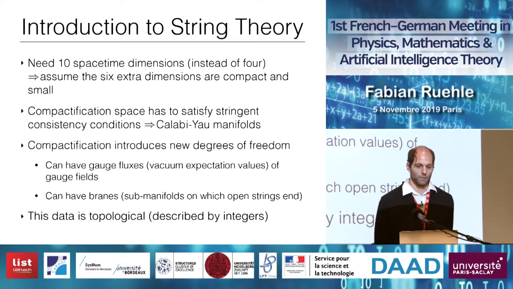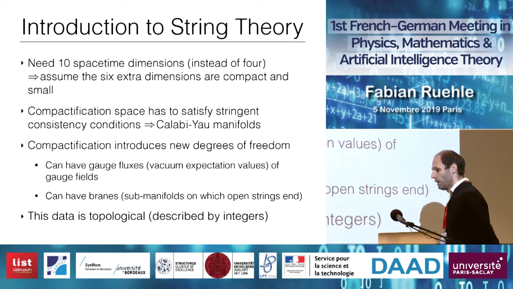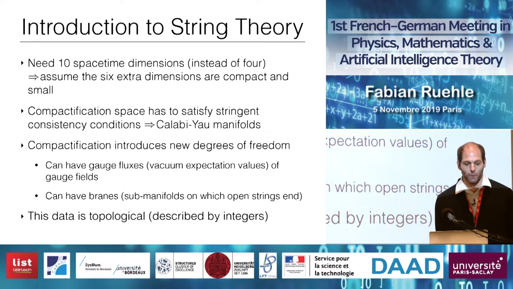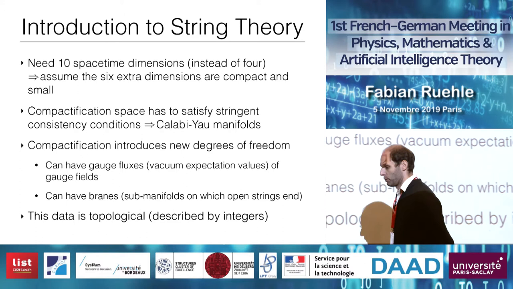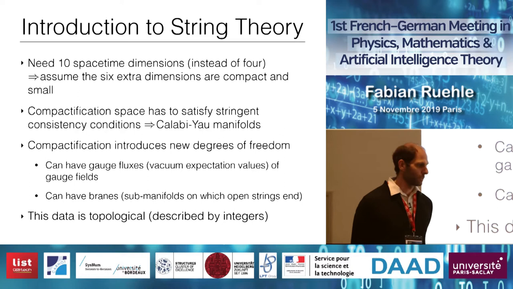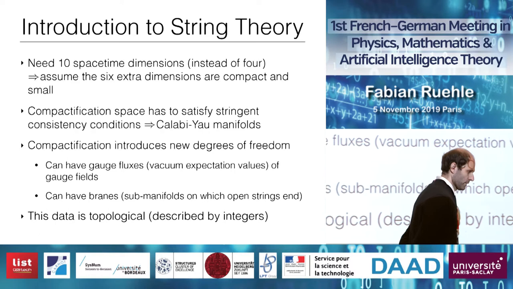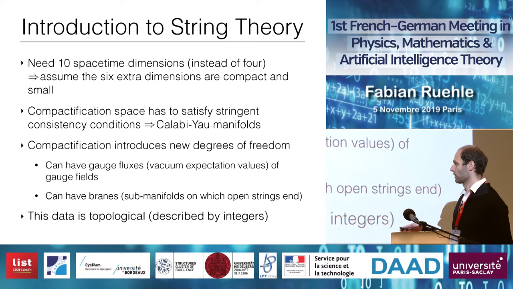In addition, you get new degrees of freedom from introducing these 6 extra dimensions. So first of all, you can put what's called a gauge flux onto the 6-dimensional space. So typically when you have the force carriers, these are gauge theories, and if you gave them a VEV in the 4-dimensional theory, you would break Lorentz invariance, and experiments tell us that Lorentz invariance is unbroken to a high degree of precision, so you shouldn't do that. In the 6 extra dimensions, you can do this because Lorentz symmetry is broken anyways there. So you get these extra degrees of freedom which you cannot do in 4 dimensions.